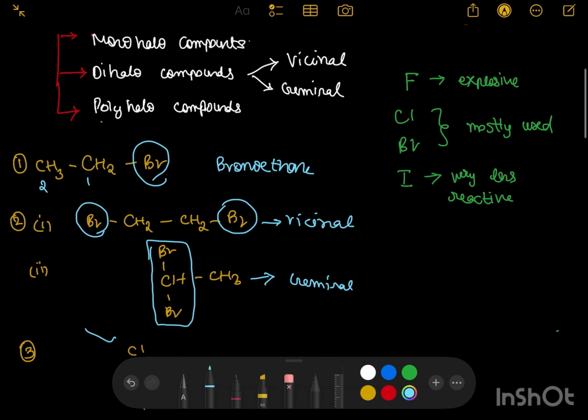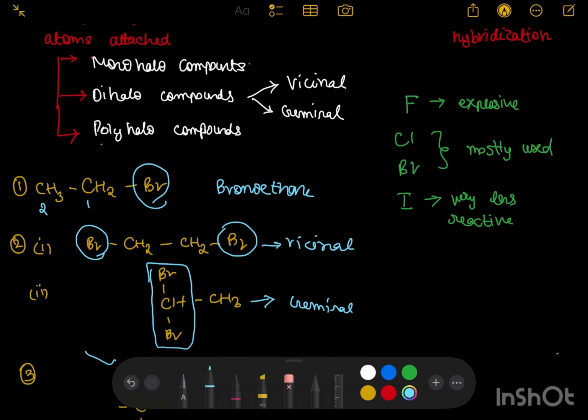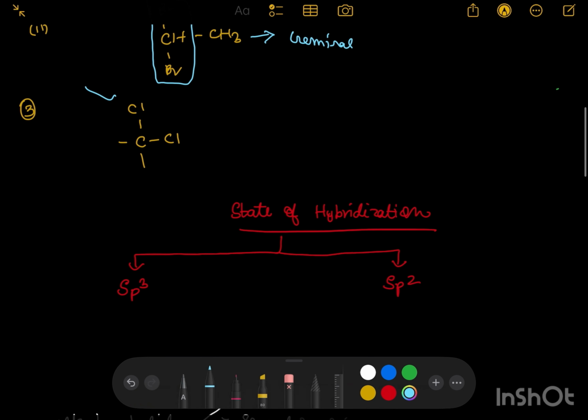Alright. Now talking about our halogen series, we have fluorine, chlorine, bromine and iodine. Now fluorine is very explosive, right? So we don't use fluorine for a lot of reactions. And iodine is very less reactive. So we have to find different ways for using them, which we'll see later in the chapter. Next one is chlorine and bromine. They are mostly used for all these reactions, and these are two very important compounds. We'll be seeing a lot more.